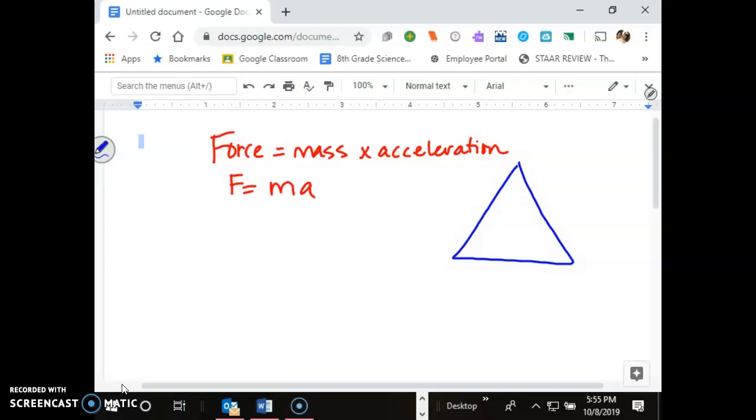In order for this formula to be put into a triangle, everything to the right of this equal sign has to stay the same. Mass needs to be next to acceleration. And by looking over here, the only way that mass can be next to acceleration is if it is here. If we put acceleration up here, it's on top of it. So that's not going to work.